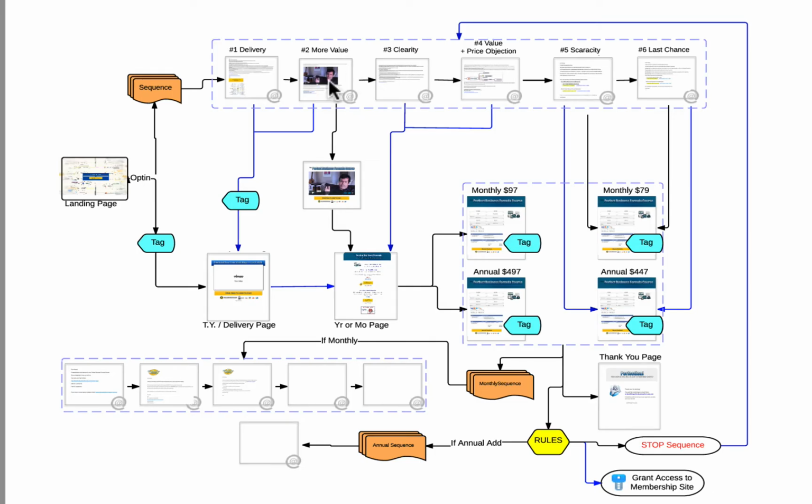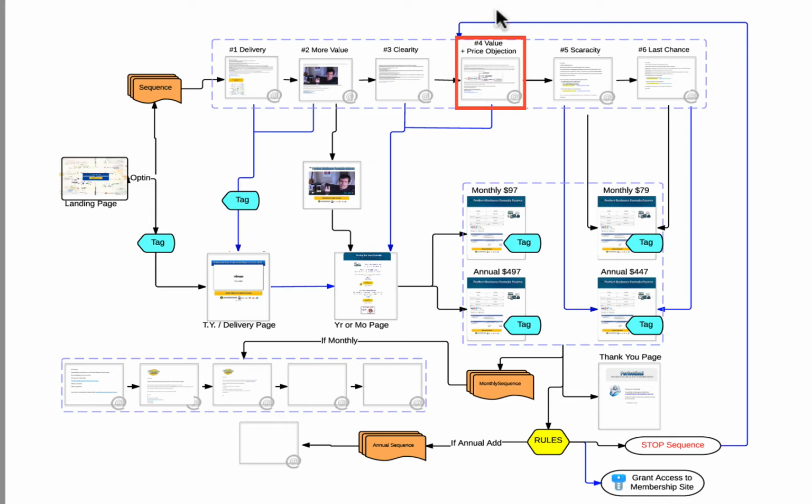So the first one is delivery. The second one is, hey, there's more value, and this goes to another video. They can still click on the button and go to the sales page. The third email is a clarity email, where you answer some of the frequently asked questions and try to remove doubt from their mind so that they can make the decision to click on the button and make the purchase.